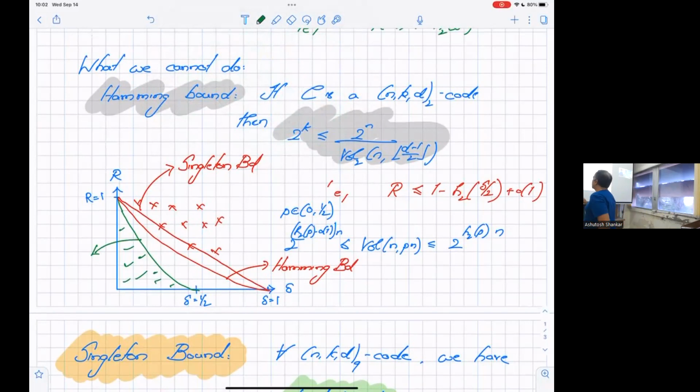This picture is true only for a fixed alphabet. For a fixed alphabet, these two curves will keep changing as the alphabet changes. The singleton bound never changes. It's the same R plus delta bound. So this red curve keeps going closer and closer to this one as Q becomes larger and larger. And in fact, what we will show is that the first code we will study, in the next lecture, the Reed-Solomon code, will achieve the singleton bound.